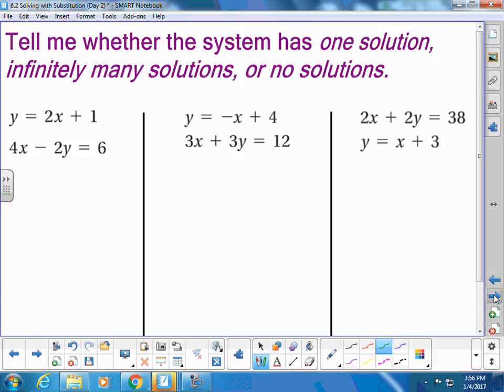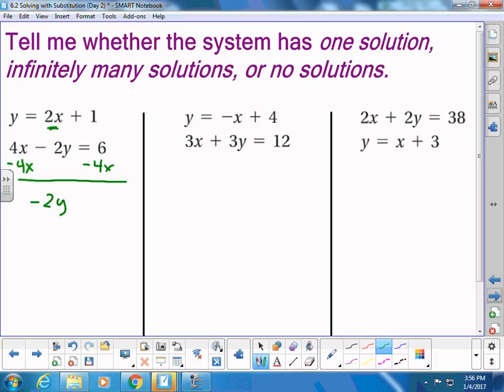Tell me whether the system has one solution, infinitely many solutions, or no solutions. So we have to do one of two things. We can rearrange the equation to see what the slopes are. Like this one, I know the slope is 2. If I rearrange this one, but this might be a waste of our time unless we just want to know how many solutions there are.